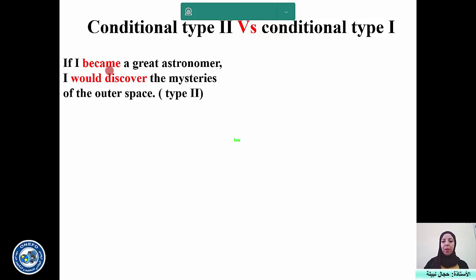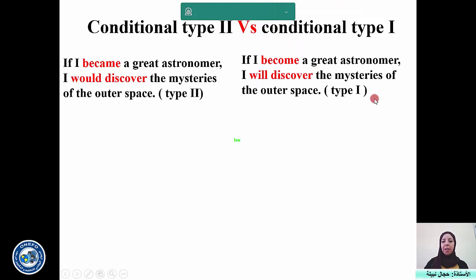Compare it with the next sentence that is in type 1. It says, if I become a great astronomer, I will discover the mysteries of the outer space. So instead of the past simple, we have used the present in the condition. And instead of the conditional present, we have used the future simple in the result. Now, is the form the only difference? Is the tense the only difference? Or is there any other difference?